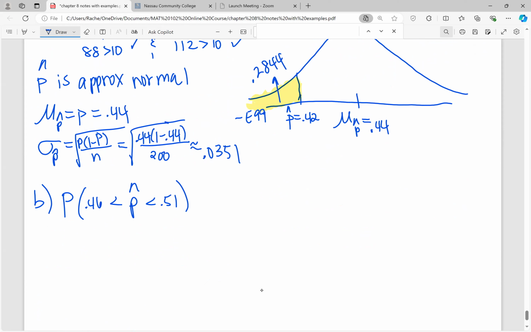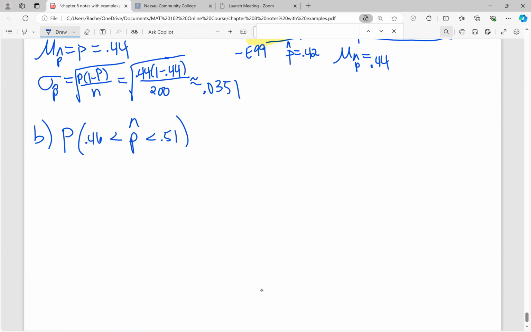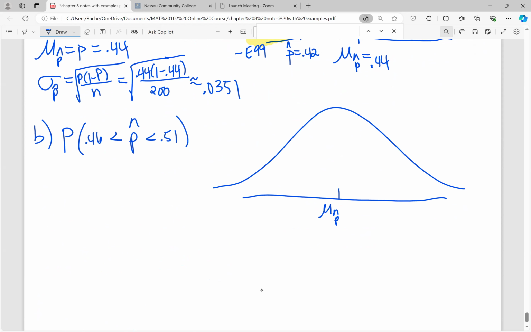Now, we already did most of the work in part A. We know p hat is normal. We know mu sub p hat is 0.44, and the standard error is 0.0351. So I'm going to sketch the same curve with mu sub p hat equals 0.44 in the center. 0.46 is to the right of 0.44. So let's say this is p hat equals 0.46. And 0.51 is to the right of that. So let's say this is p hat is equal to 0.51.